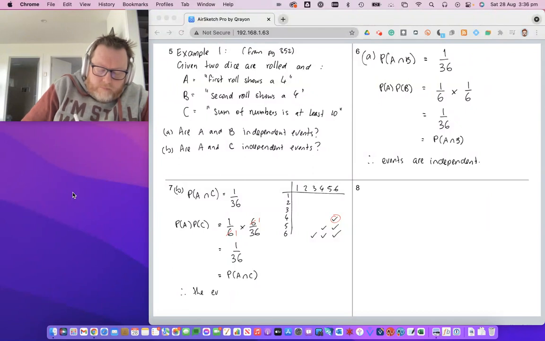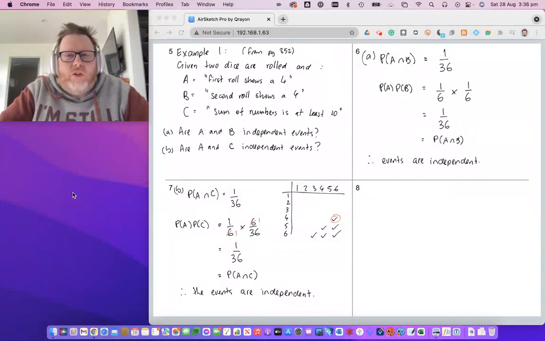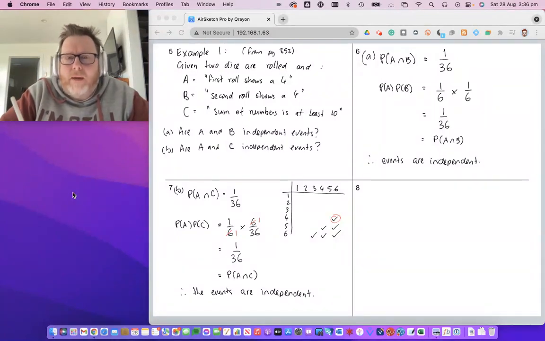the events are independent. And this is one of those examples where I kind of feel at first glance the events feel like they should be dependent because there's something about the rolling a 4 that you would think would be part of the getting a sum of at least 10. So it feels like they should be dependent on each other, but our calculations show that they're not.